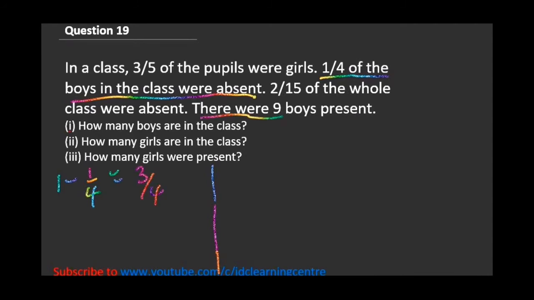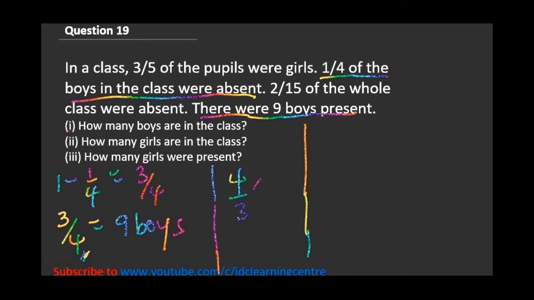Okay, so there were 9 boys present. This fraction, 3/4, equals 9 boys, that is those present. How many boys are in the class? So get the total number of boys in the class. The denominator represents everything, so it represents the total number of boys in the class. So you flip: 4 out of 3 times 9 will give you the number of boys in the class. 3 here 1, 3 into 9, 3, 4 times 3, 12 boys are in the class.